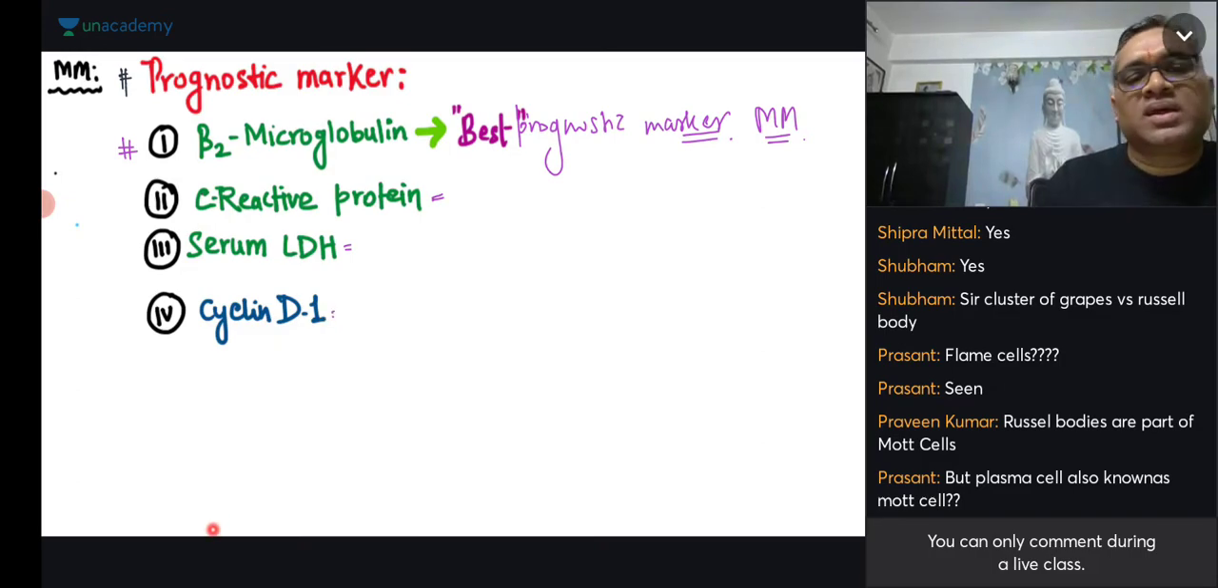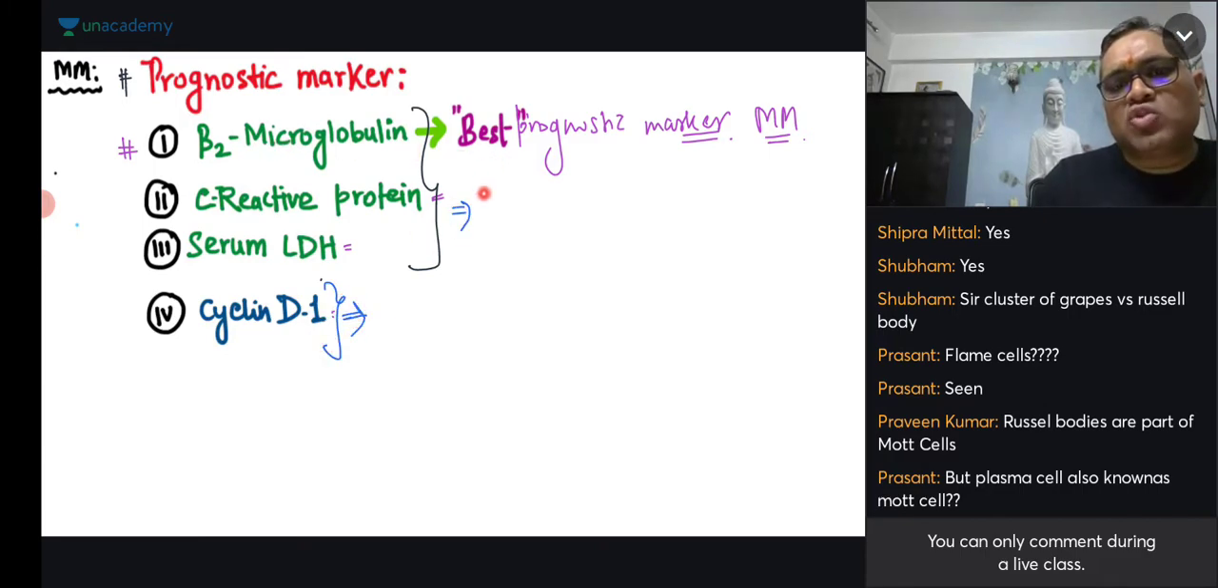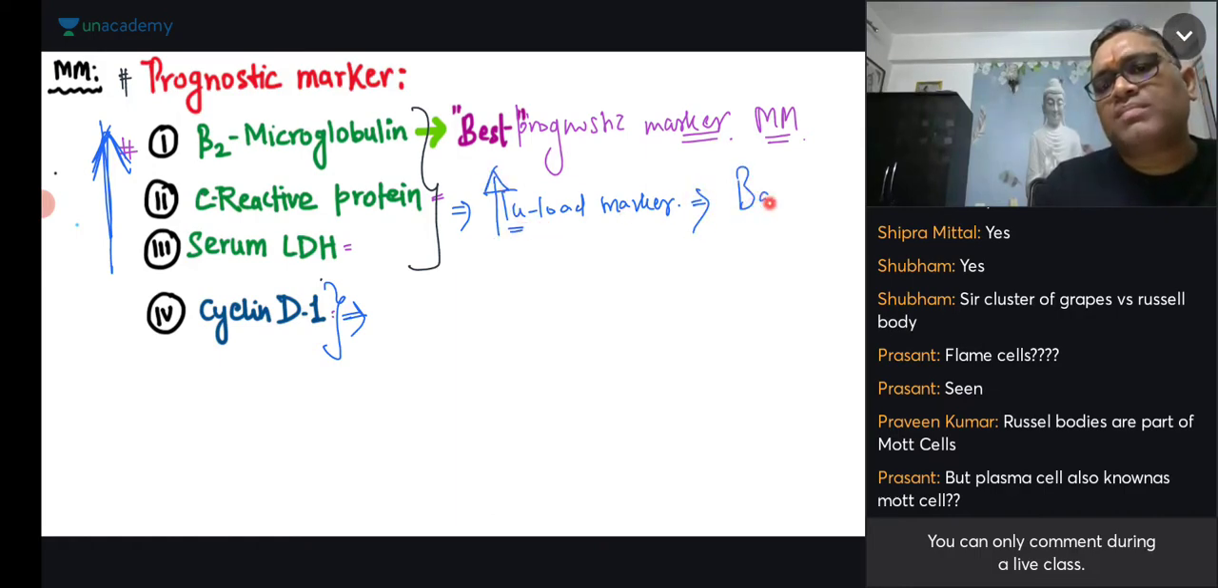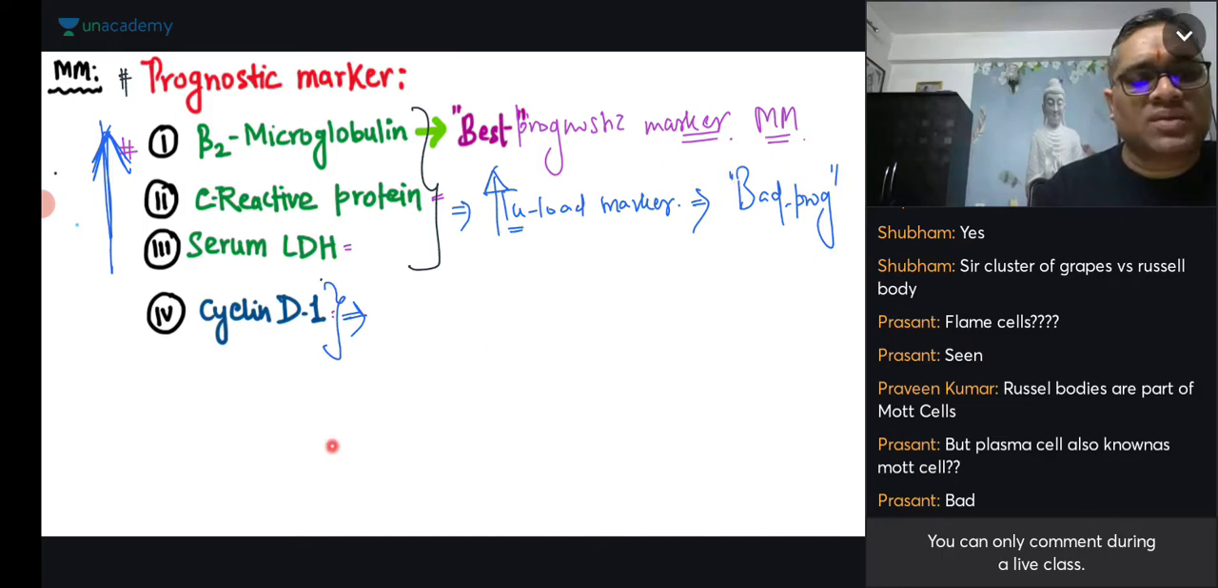You can notice that there are three in green color and one in a different color. These three are all markers of the tumor load. So what I mean to say is that if any of them is increased, that means there is an increase in the tumor load. And whenever there is an increase in the tumor load, what are they suggestive of? They are suggestive of bad prognosis. So that is the important thing I wanted to tell you, right? So now you understood.